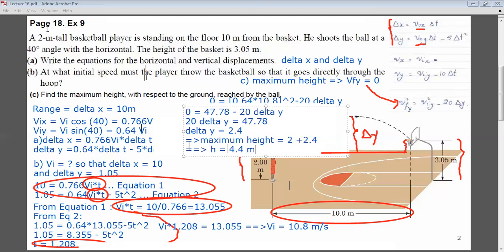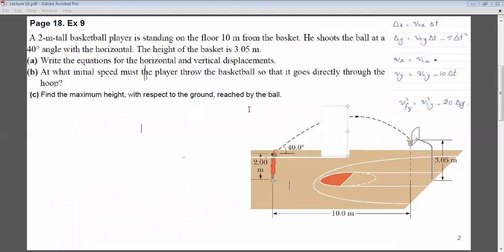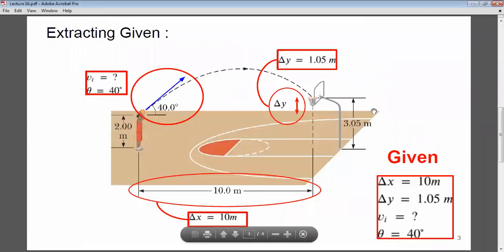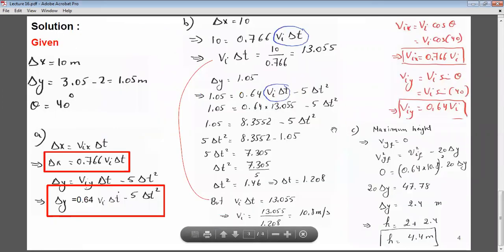This is exercise 9, page 18 in your booklet. I would suggest for next time, here you will find the full solution, okay? So here, what is the given? This is delta x, it's 10 meter. Here I don't have the initial v, but I have the angle. This is 1.05, the delta y. I put all the given. And this is the full solution, how I did the calculation.